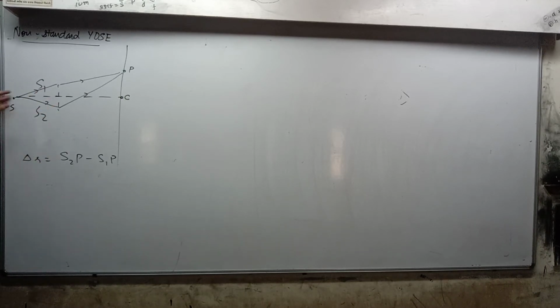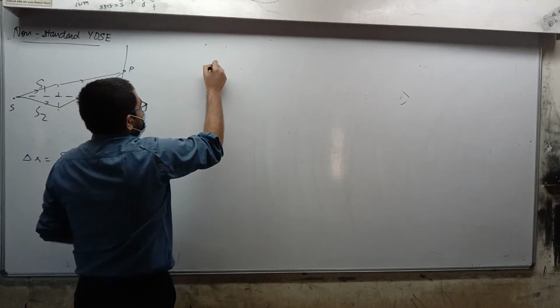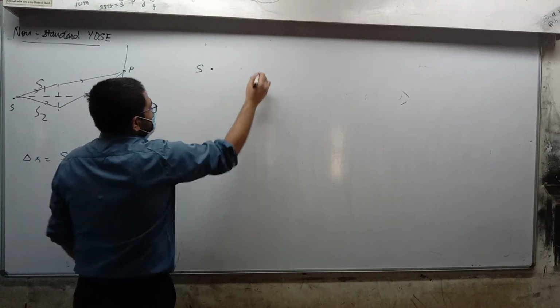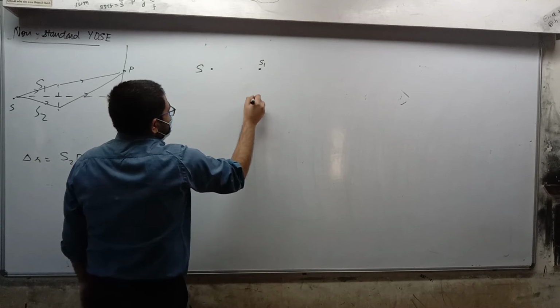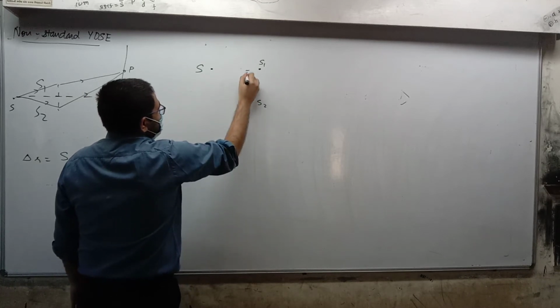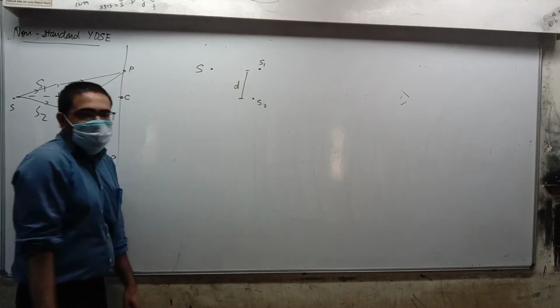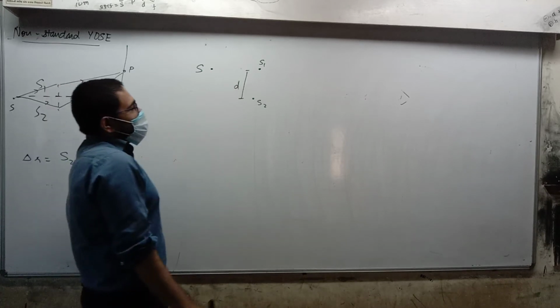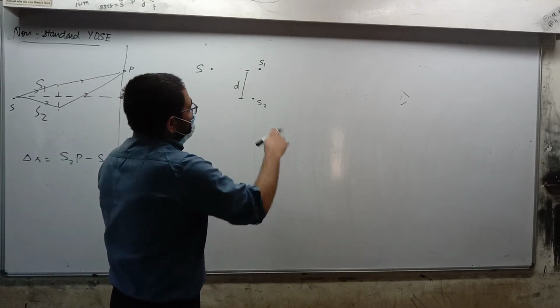What if it was not like this? If the source is on the side, it is very simple, don't get confused. It's just that you have to take all the path difference, including the earlier part too. Make sense? Okay, so let's take one case. Suppose here is the source, here is slit S1, here is slit S2. Let's say the distance between these two is D.